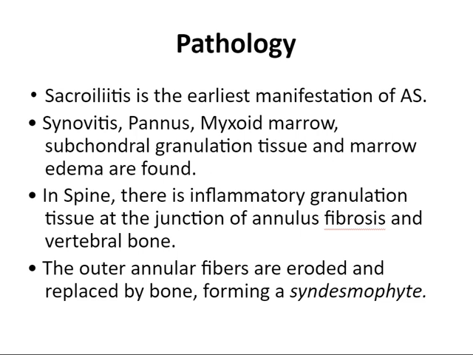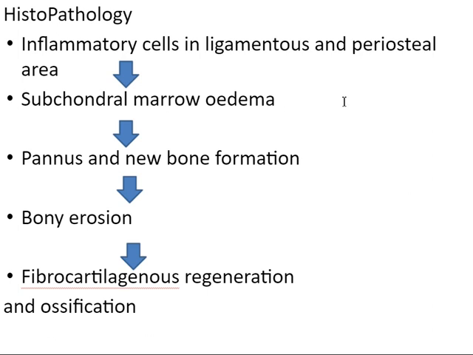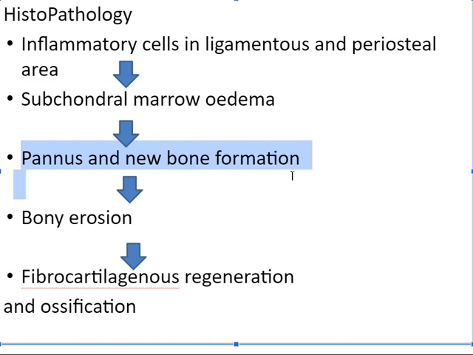So let us see the histopathology, how it will be. Inflammatory cells in ligamentous and periosteal area. First, there is infiltration of inflammatory cells in ligamentous and periosteal area. Then there is development of subchondral marrow edema, and there is development of pannus and new bone formation because of development of new blood vessels and new blood supply. Finally, due to the increased blood supply, we can see the bony erosions and also fibrocartilaginous regeneration and ossification. This is the histopathology.